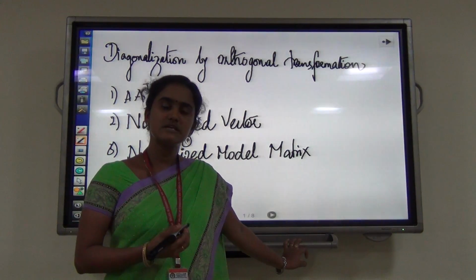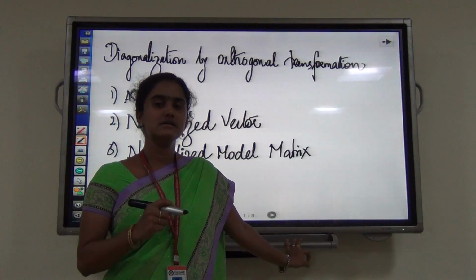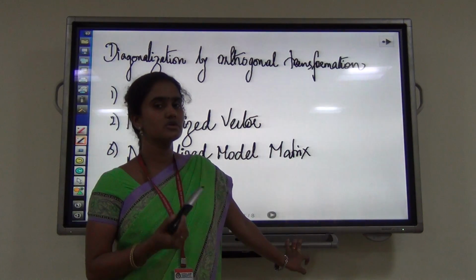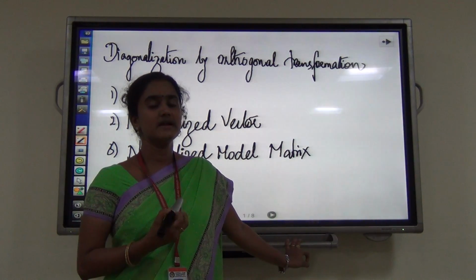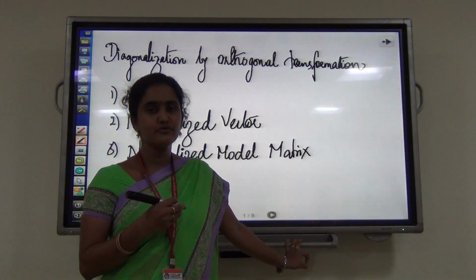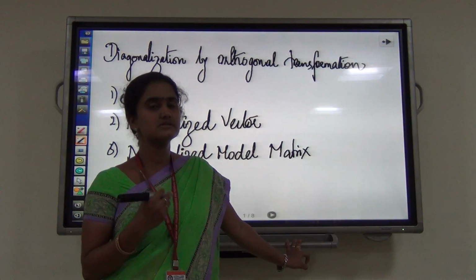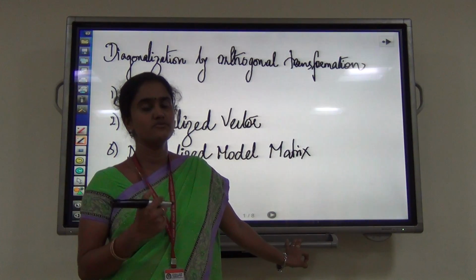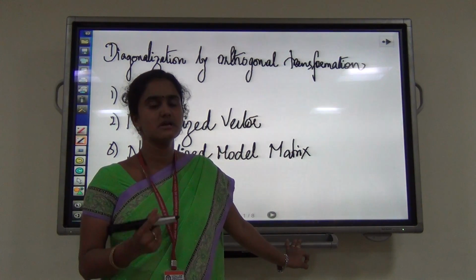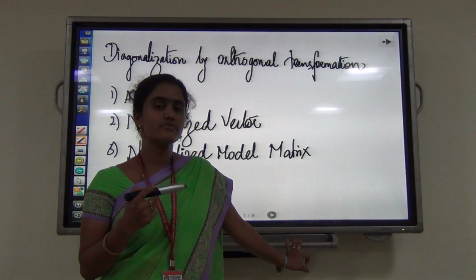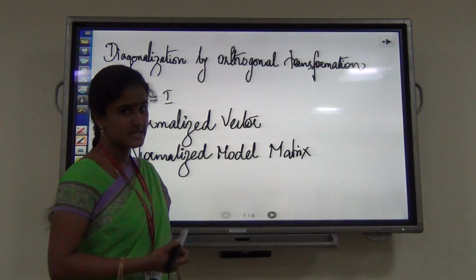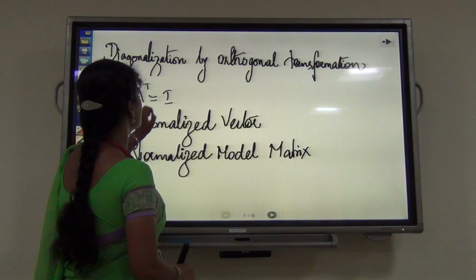How are we going to diagonalize a matrix by a transformation called orthogonal transformation? So let us look into the steps and a few key points which I have written here. To start with diagonalization by orthogonal transformation, we should know certain basic steps, certain basic points which will lead us to the transformation. So let us discuss in detail all the key points.